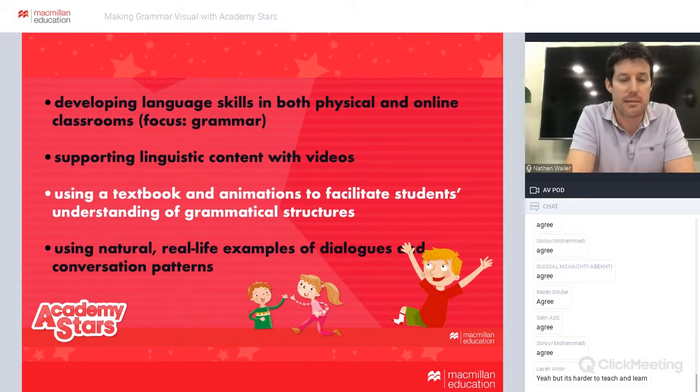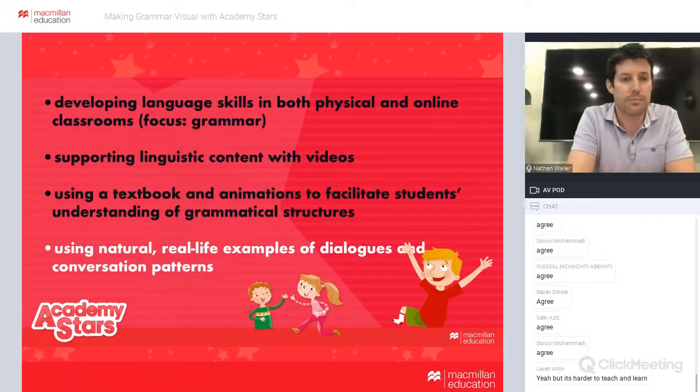And in this statement, I want to draw our attention to the word facilitate. We're going to come back to this a little bit later, because when it comes to grammar, we really are facilitators. I know we like to feel like teachers, but when it comes to grammar, I think we need to think of ourselves as facilitating.